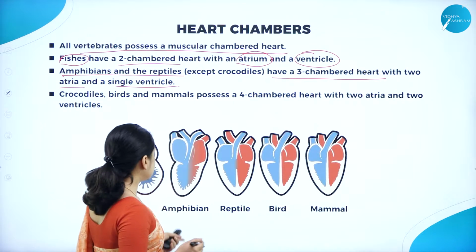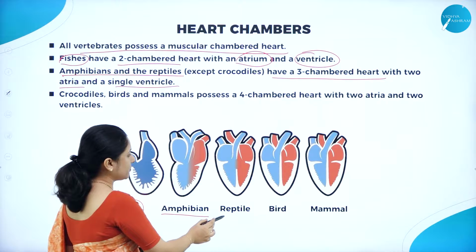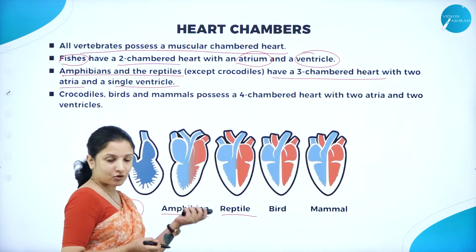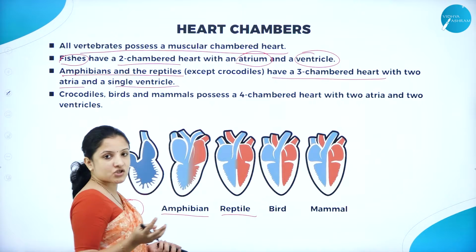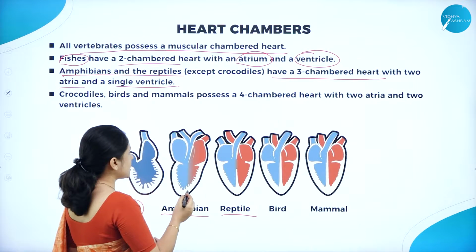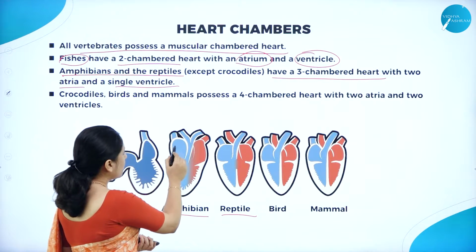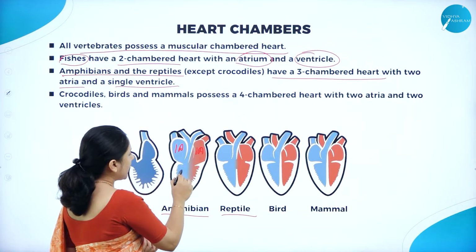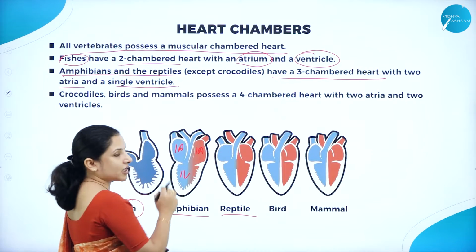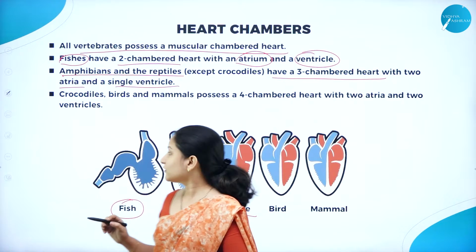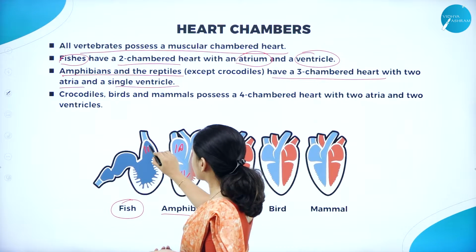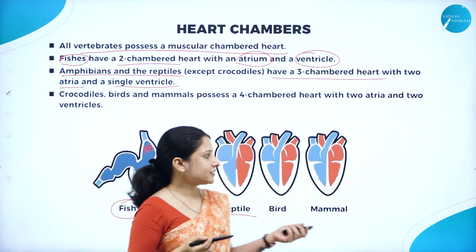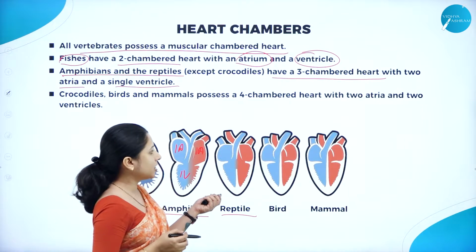Here, we shall look into the amphibians and the reptiles. If you can see here, amphibians and almost all the reptiles have a three-chambered heart. What are there in the three-chambered heart? They have one atrium here, one more atrium here and one ventricle. Therefore, it is a three-chambered heart. In the case of fishes, they have one atrium and one ventricle, so a two-chambered heart.